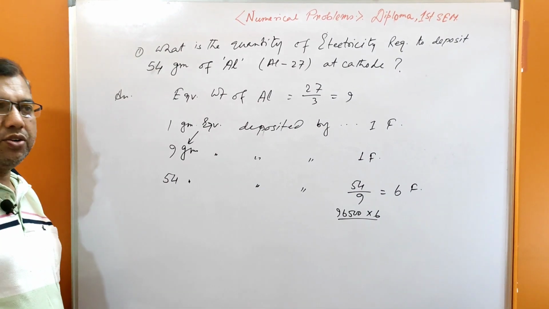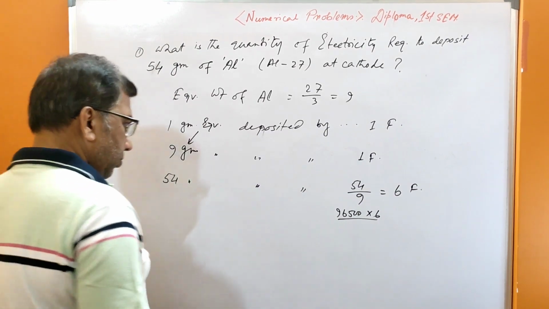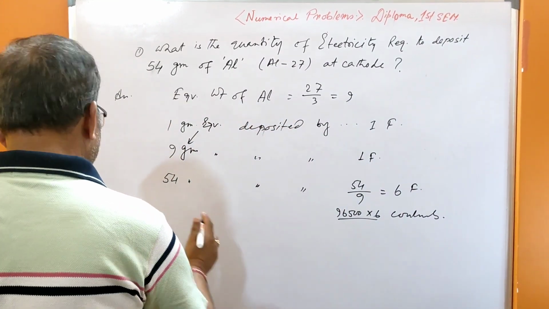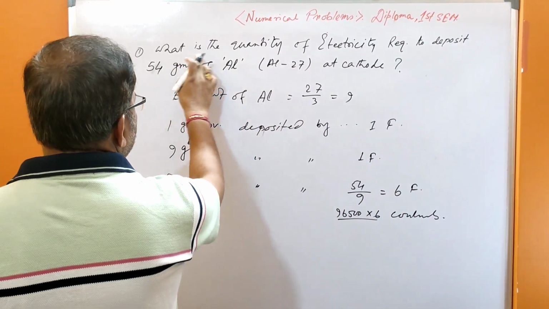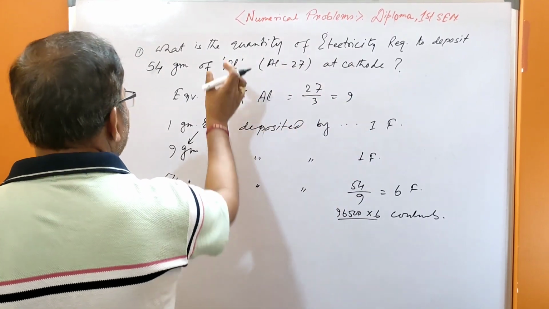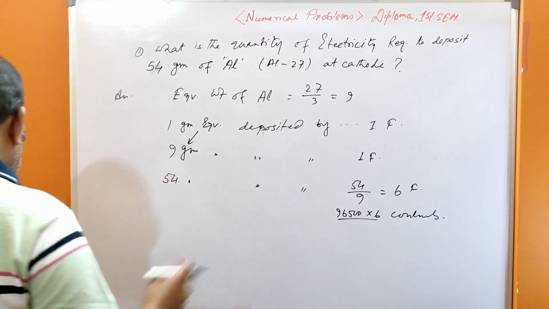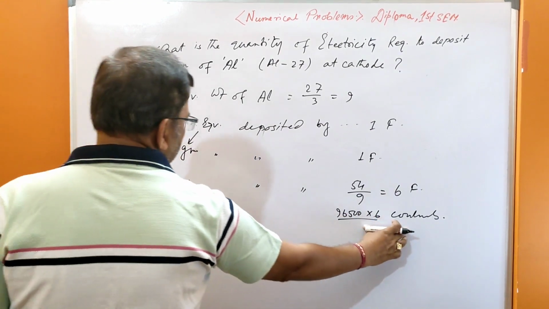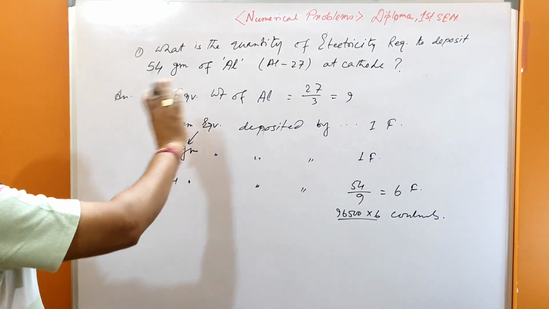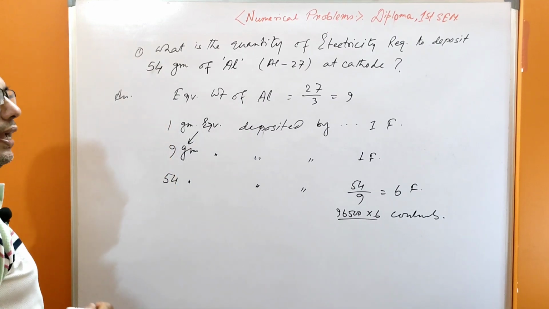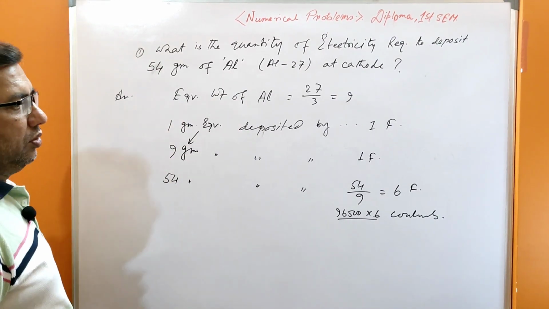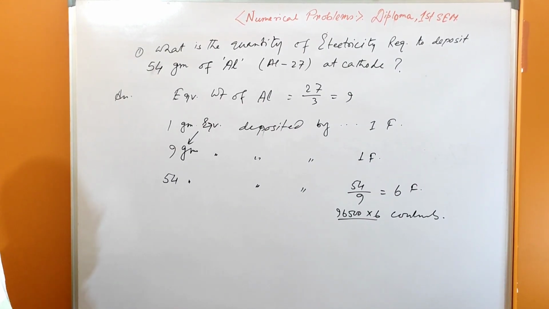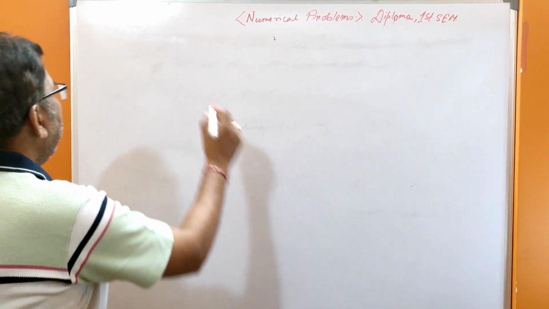You can convert the Faraday into coulomb. Now, what is the quantity of electricity required? The quantity of electricity is 6 Faraday, that is this many coulomb of electricity you have to pass to deposit 54 gram of aluminium at cathode. Clear? Do it. Now I will do the second. Next, question number 2.